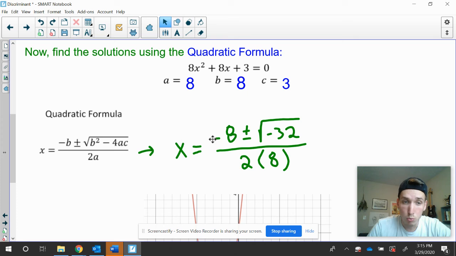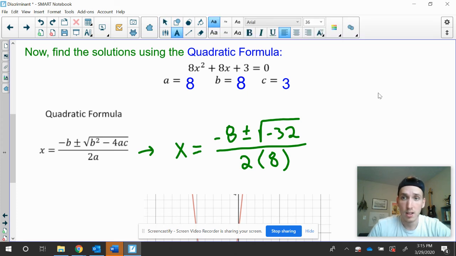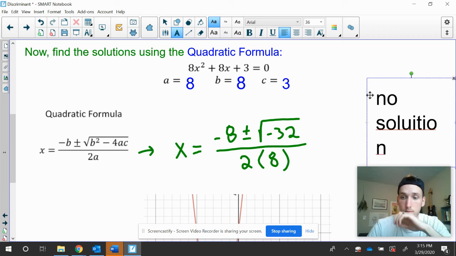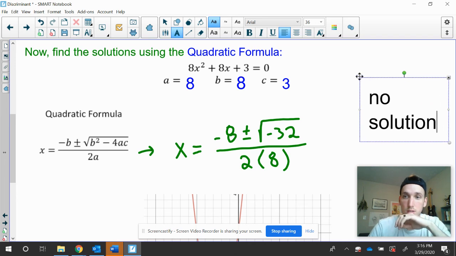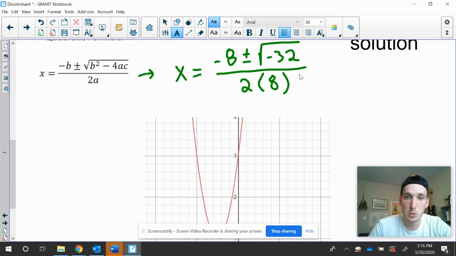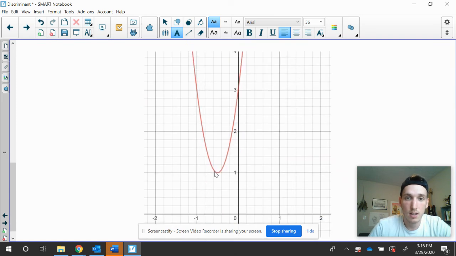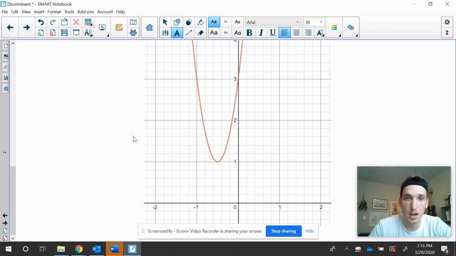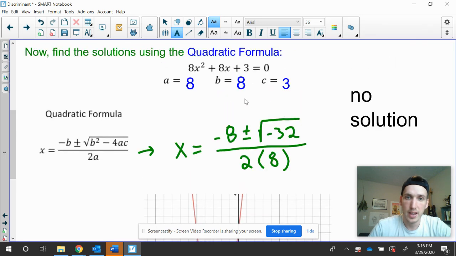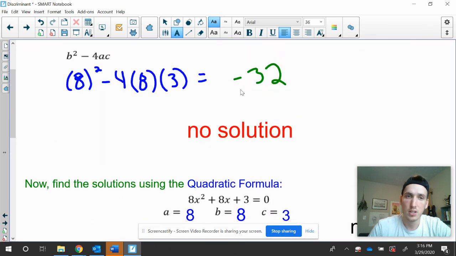Okay. And so whenever you run into something like this, you're just going to write no solution. See if I can spell that right. There we go. No solution. And this is what that looks like. Look at my parabola here. Is that ever going to cross the x-axis right here? Definitely not, right? Because it's not crossing the x-axis, that means it does not have any solutions, which was confirmed by when we worked it out and by when we calculated our discriminant.